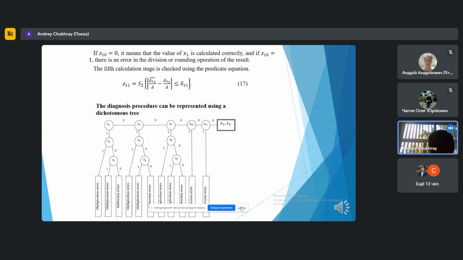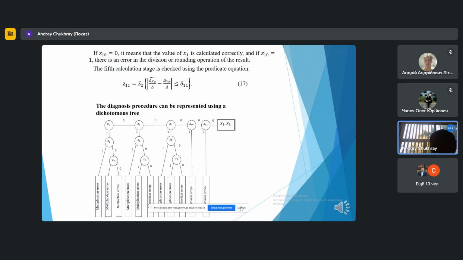And all these diagnostic models are implemented inside a dichotomic tree, which was first proposed by Professor Kulik, Anatoly Stepanovich. And you can see this tree that rapidly helps the intelligent tutoring system to find an error and the reason for the error.